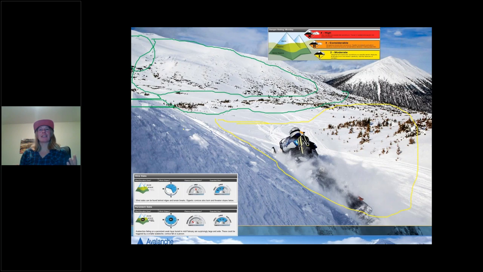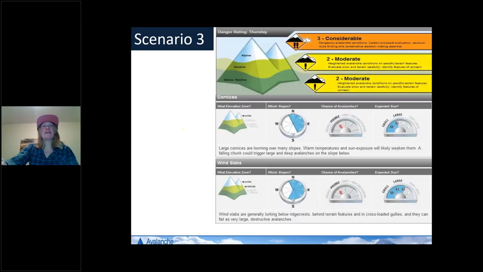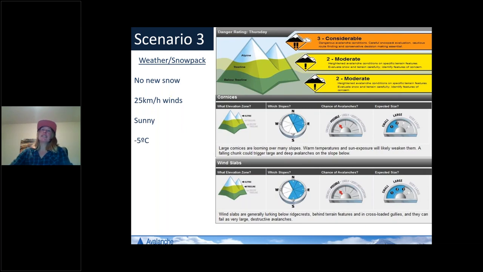It depends. It's just good to think about, you want to have a lot of decisions, a lot of thought gone into it before you find yourself in a position like he is in on that day, right? A lot of discussions with your group, all that sort of stuff. So scenario three, we have considerable moderate.